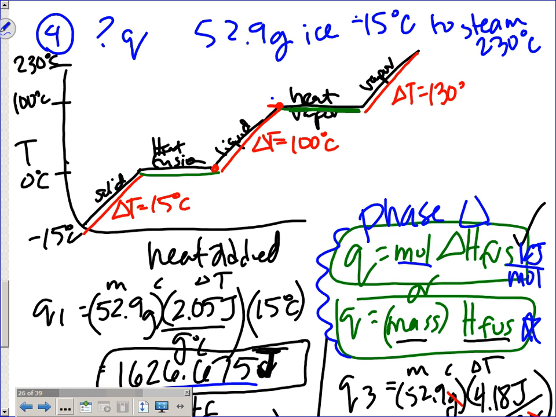And then Q is equal to moles times delta H fusion, or your replacement for that, mass times H fusion. What could you draw for phase change? So a heat curve, right? Which has phase changes on it. You could draw something melting. You could draw something related to phase changes, right?